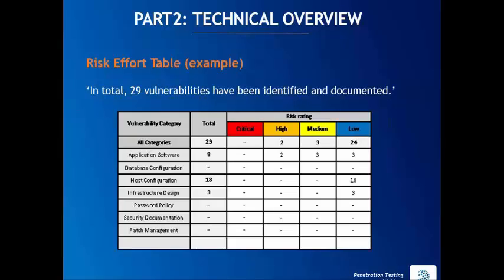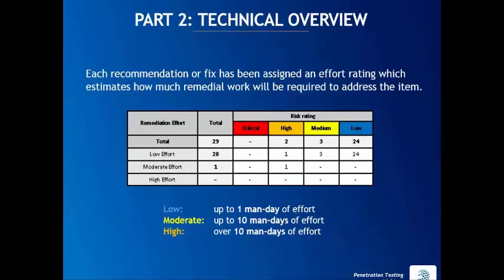This is getting into the more technical summary. So once we've identified, you'll see from this table, we found 29 vulnerabilities. We'll then break that down into where the vulnerability was, how we rated it, i.e. critical, high, medium, or low. And then we'll also show you how hard or easy we think it will be to fix. So for example, if you have a look at this page here, low effort 28, moderate effort 1. And you'll see there what we think in terms of man days it will take you to fix.